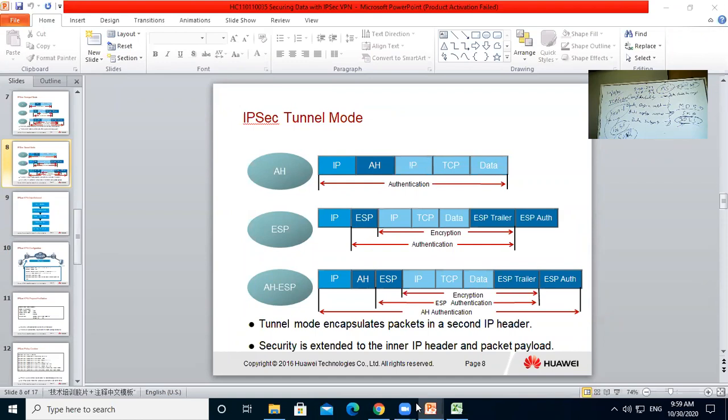Rajat, unmute karo. Yes, sir. Which one is better, transport mode or tunnel mode? Sir, tunnel mode. Why? Sir, security zyada hai, I think. It's not a matter of thinking, bilkul theek hai. Tunnel mode is more secure as compared to transport mode. Theek hai, good.